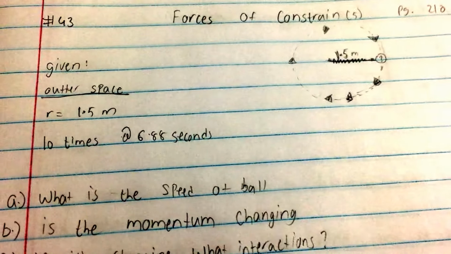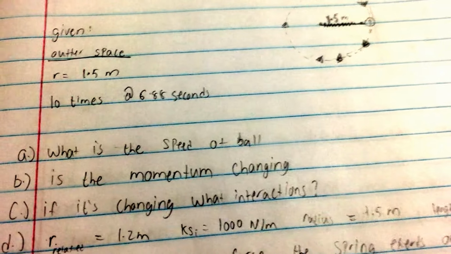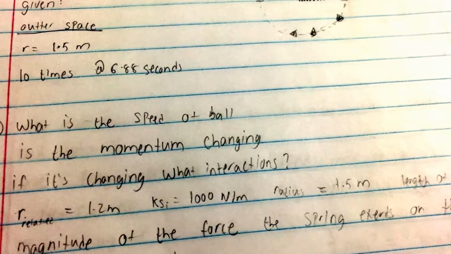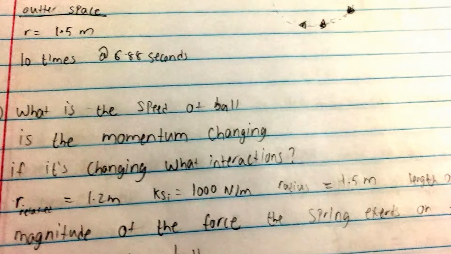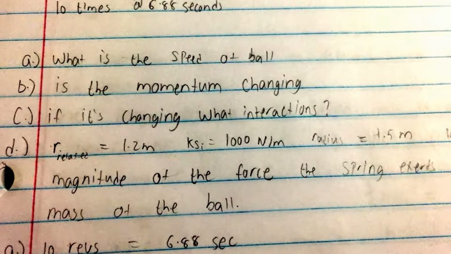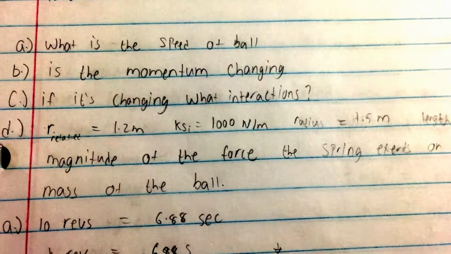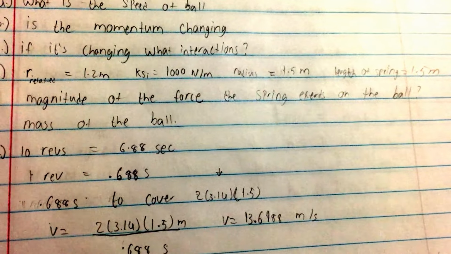Alright, the following is number 143 on page 210, Whetstone, forces of constraint. Basically, the problem said a ball of unknown mass is attached to a spring in outer space, far from any object. You hold the other end and swing the ball around at a constant speed. It wanted us to find the speed of the ball and asked if the momentum is changing. If it is changing, what are the interactions causing it to change? Then it gave us a scenario and asked us to find the magnitude of the force and the mass of the ball.